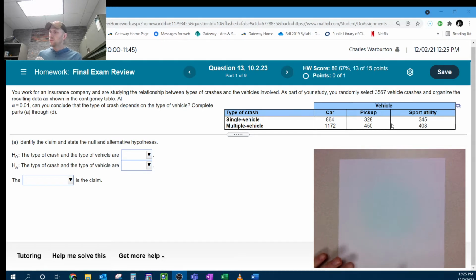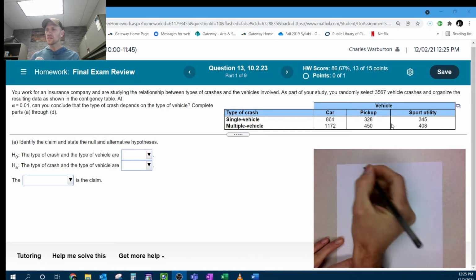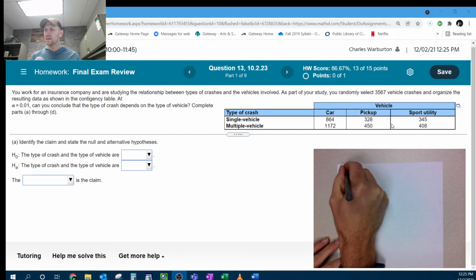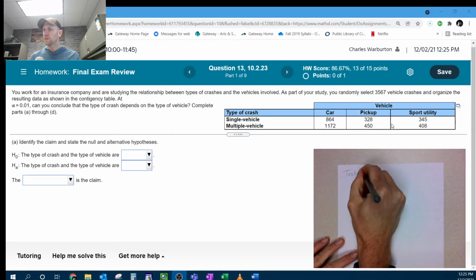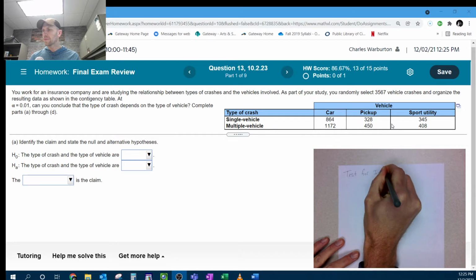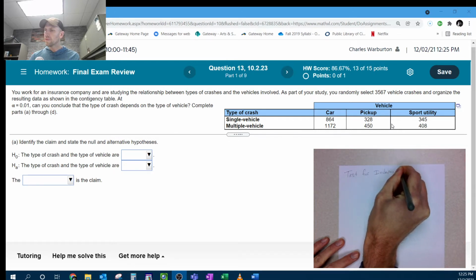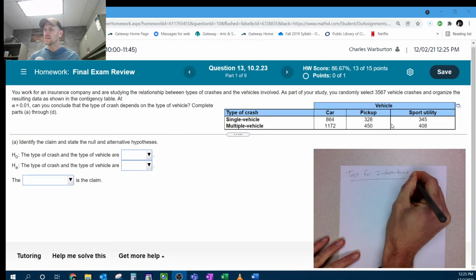Well, we assume that they are independent. You can't assume that everything is dependent on something else. You assume independence. So how do we test for independence? We do a hypothesis test.